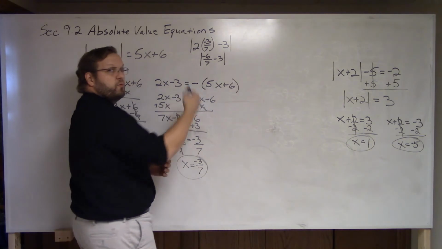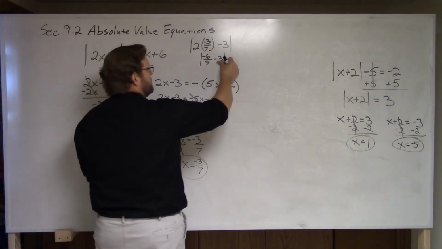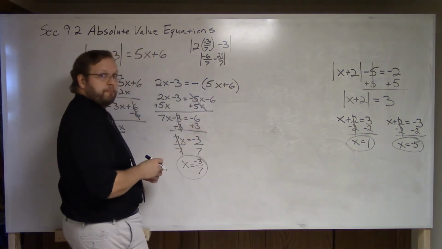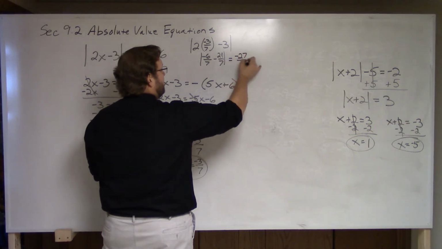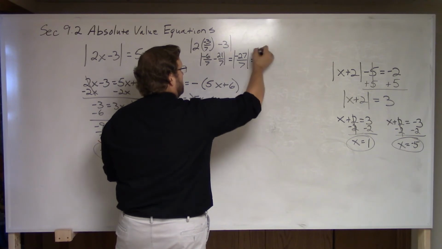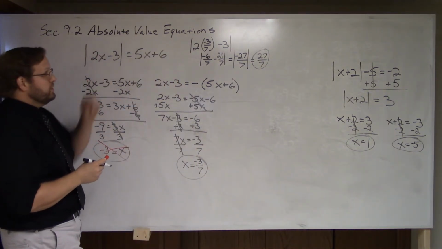Remember, if I want 3 in terms of sevenths, 3 times 7 is 21. So I have 21/7. That is a negative 27/7, and the absolute value is 27/7. That's this side. Let's go to the other side.